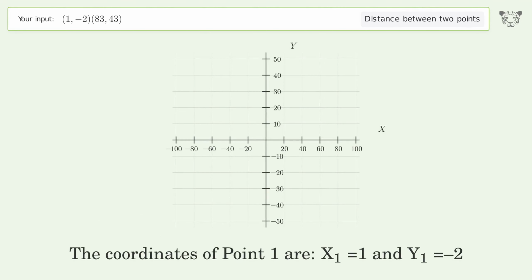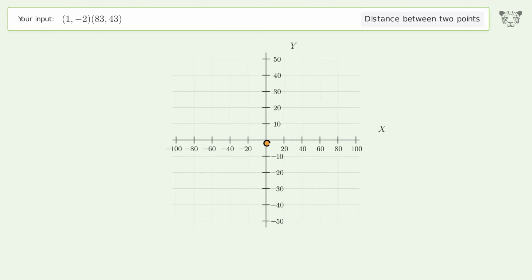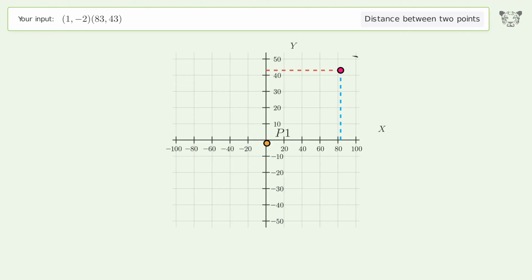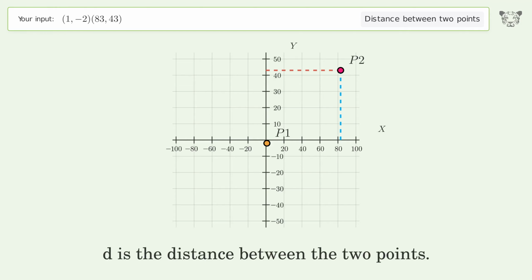The coordinates of point 1 are, x1 equals 1 and y1 equals -2. The coordinates of point 2 are, x2 equals 83 and y2 equals 43. D is the distance between the 2 points.